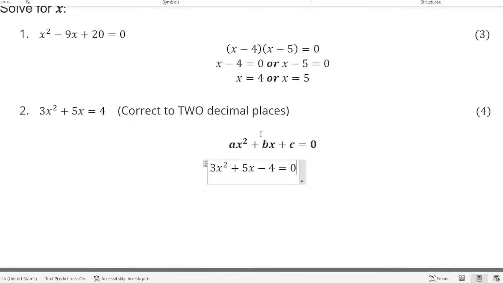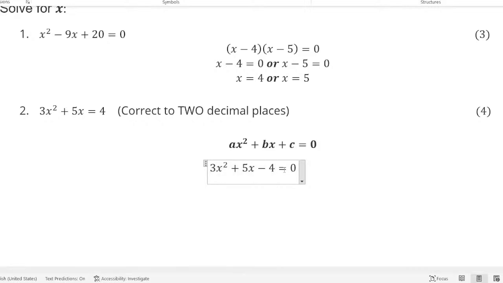Right, now it is in the form of ax squared plus bx plus c. Remember, c is a constant, a number without the x, is equal to 0. So now it is in the correct form. We can start using the quadratic formula.